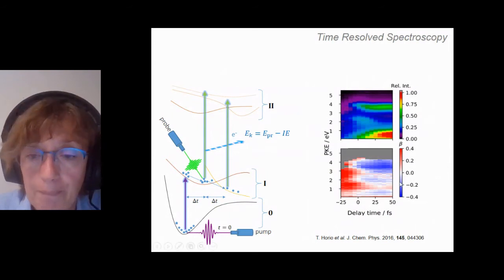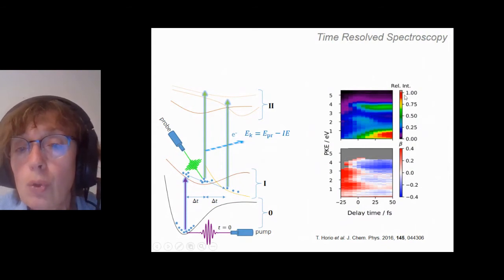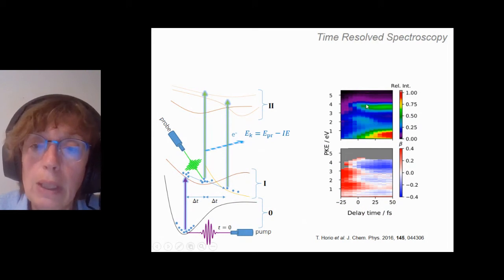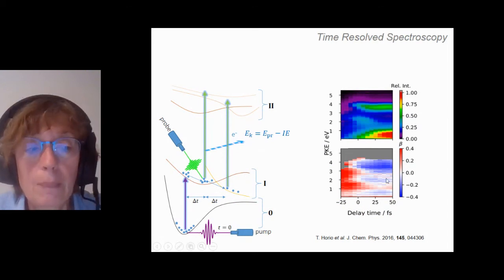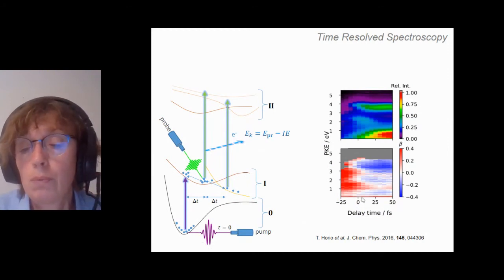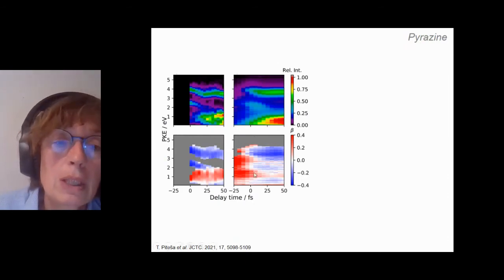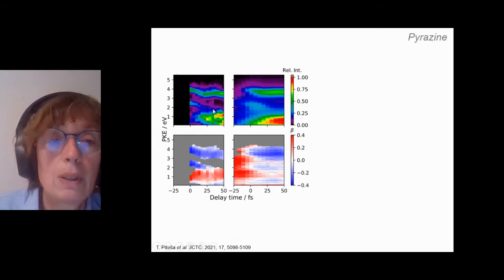There is an experiment from the Suzuki group, and this experiment gives you the map of the time dependence of the photoelectron kinetic energy and the asymmetry map. We would like to simulate this spectrum. And here are the results, the experiment and this theory, and you see that there is a good match between theory and experiment, but not much we can understand from this. Why?